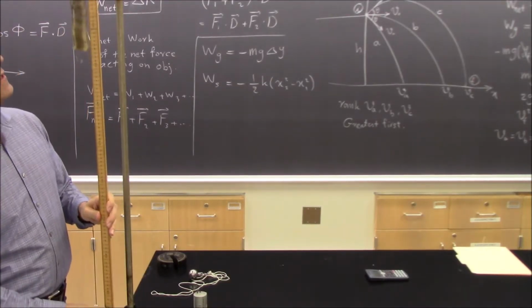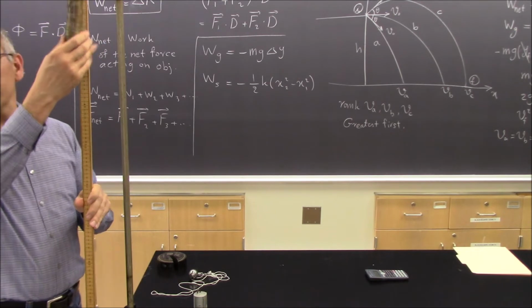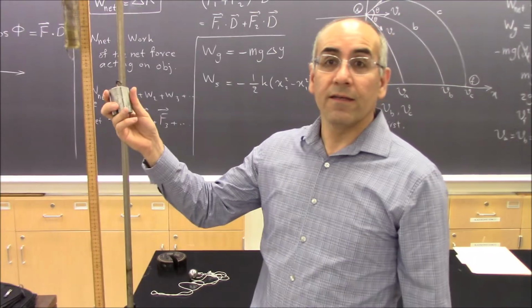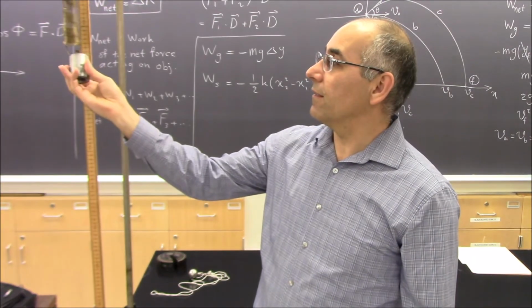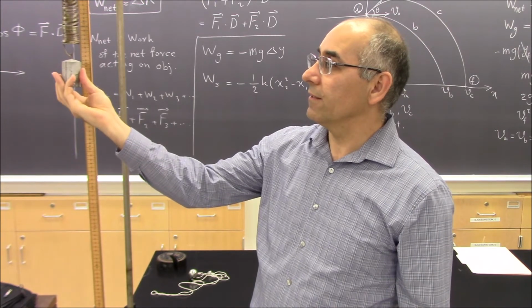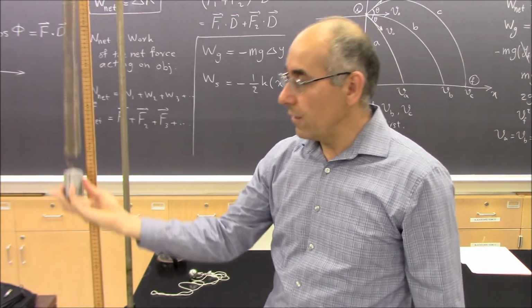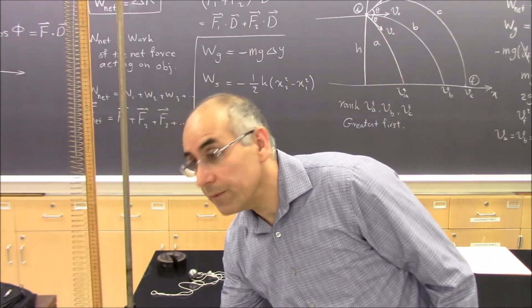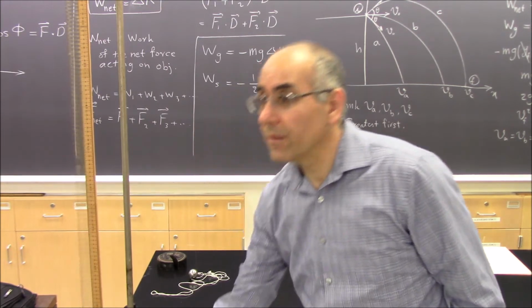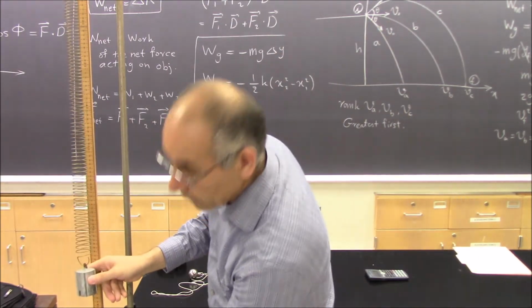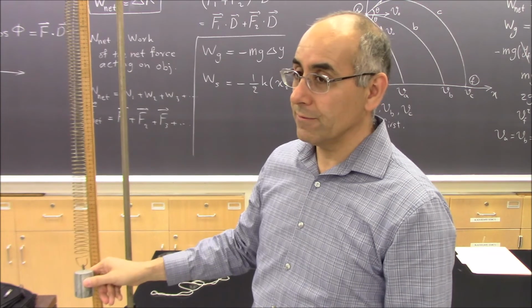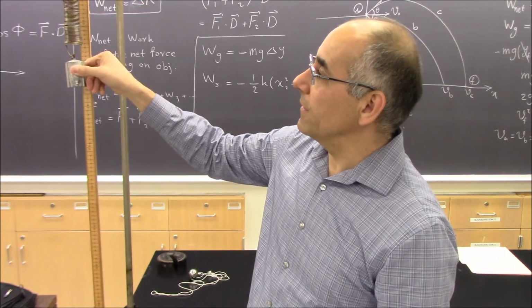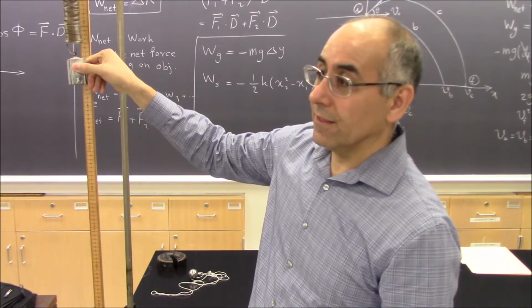I would like to measure the spring constant by doing an experiment. If I add this mass to the spring and let it go, it will go down and stop at some point, right? And I want to measure how far it goes down until it stops. It starts from here, when the spring is relaxed, right?